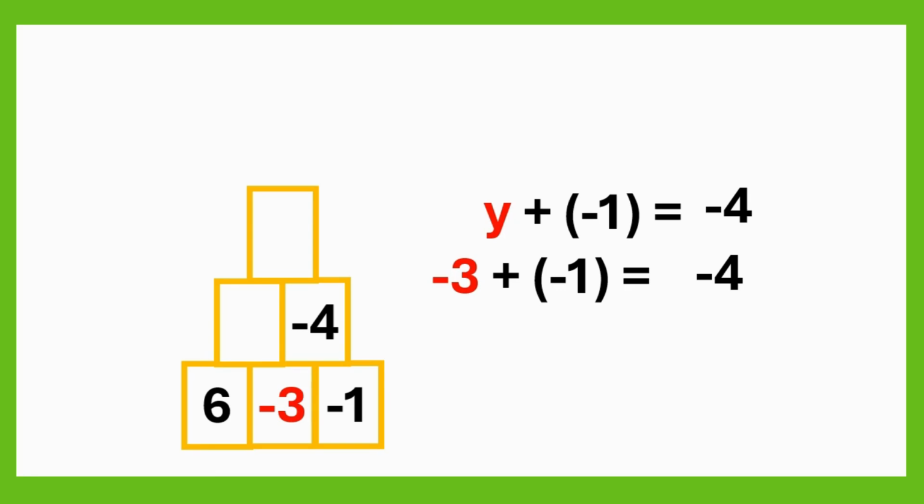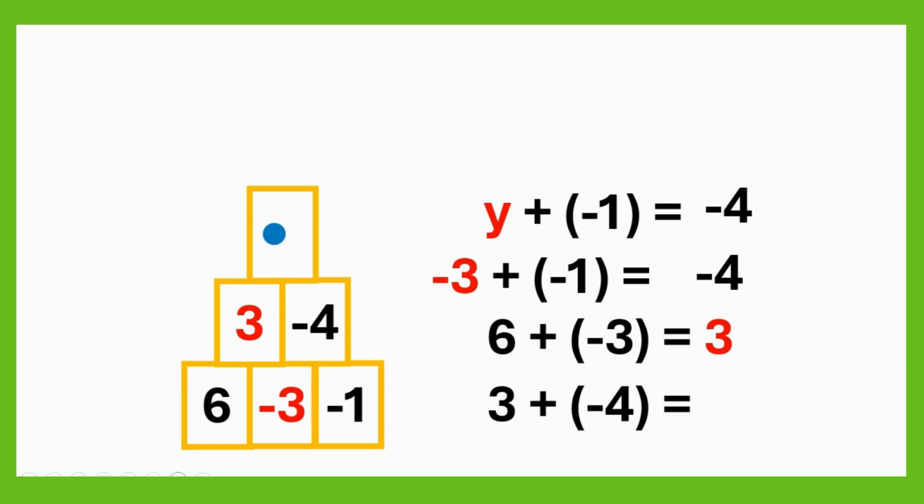Okay, so let's move on. Now that I have -3 here, it's easier for me to get the number that will be in this box by adding 6 and -3 together, and 6 plus -3 gives me 3, because it's just like saying 6 minus 3. So in that box, I have 3. And lastly, I have 3 plus -4. 3 plus -4 is like saying 3 minus 4, and that gives us -1. So the answer to that apex box here is -1.